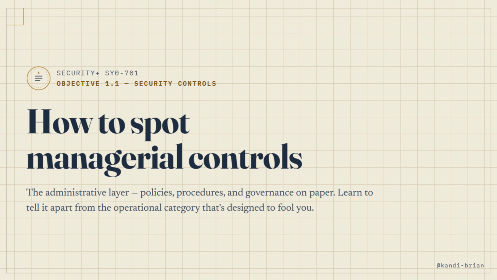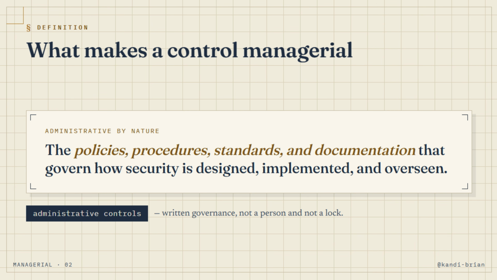Remember from the technical controls video that CompTIA splits controls along two lines at once. There is the category, which is technical, managerial, operational, or physical, and there is the type, which is preventive, deterrent, detective, corrective, compensating, or directive. Today we own the managerial category, and most of your effort is going to go into one skill, which is telling managerial apart from operational.